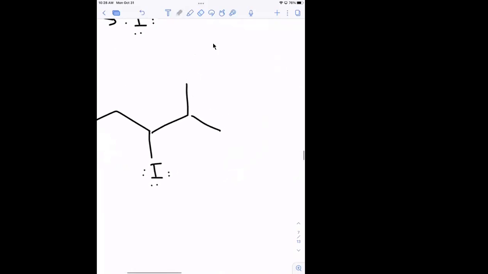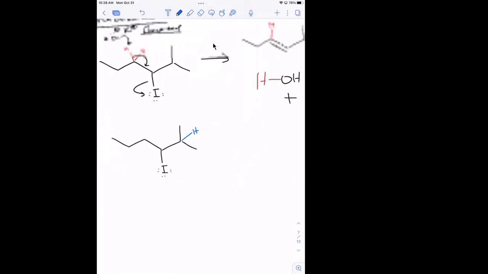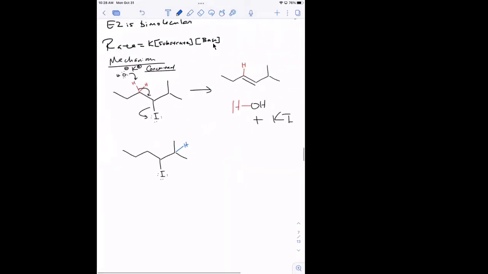Right, so we're going to look at this proton here. The key is that nothing different is going to happen. It's going to be the exact same mechanism, the exact same arrows, just in a different location.